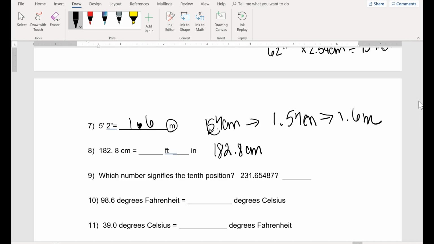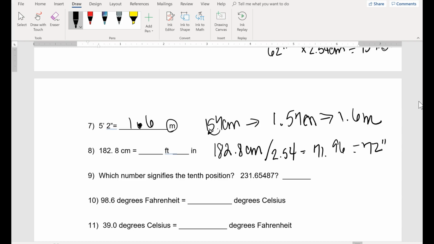How did we get here? Well, we have to divide by 2.54, right? Because we know that 2.54 is how many centimeters are in an inch. And we come up with 71.96, so we're just going to give this 72 inches, okay?